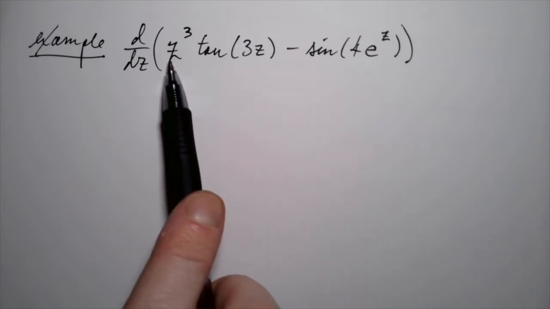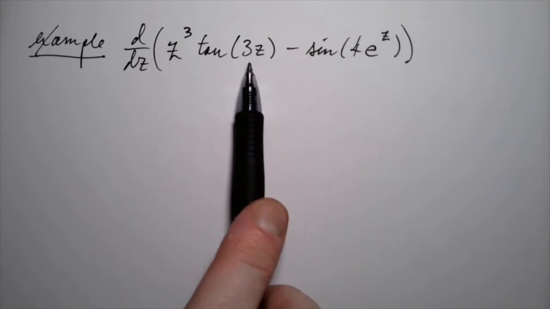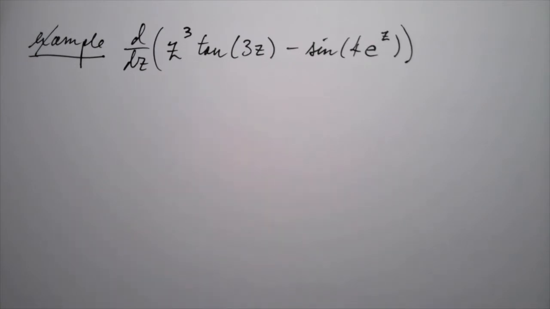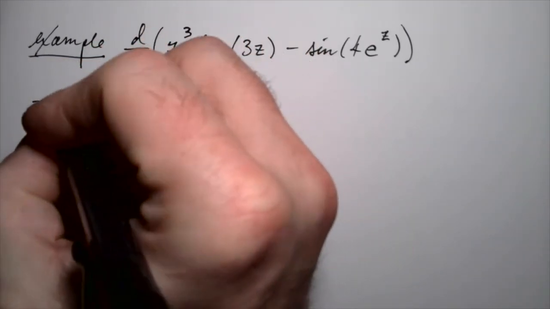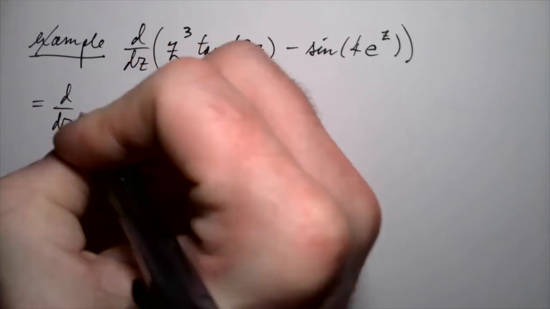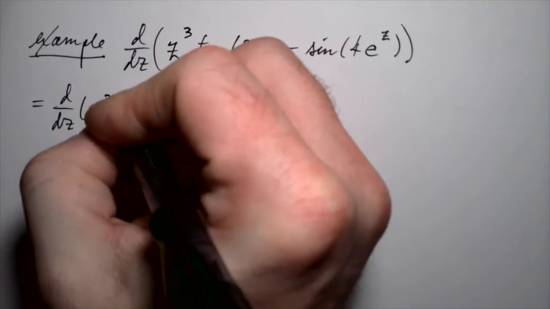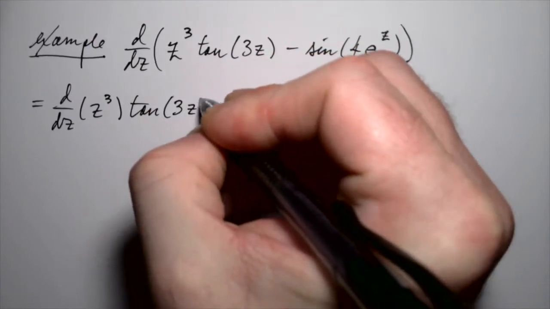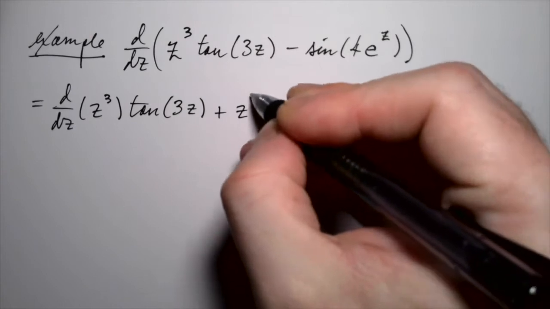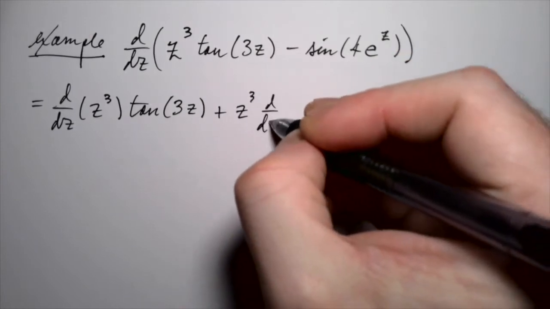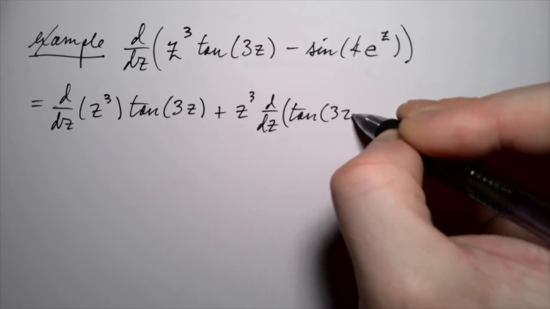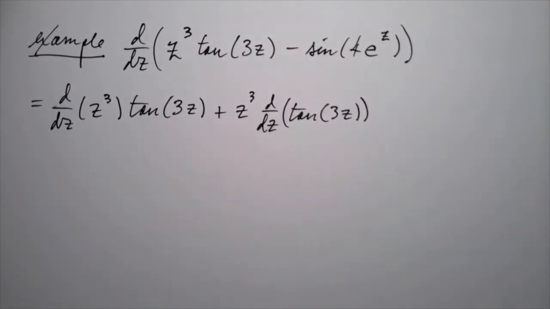And here we have z cubed times the tangent of 3z, and that's a product. So we'll be using the product rule there. So let's first write down those steps using that product rule for the first two pieces. It's the derivative of the first times the second plus the first times the derivative of the second. So that was the product rule for z cubed times tangent of 3z.